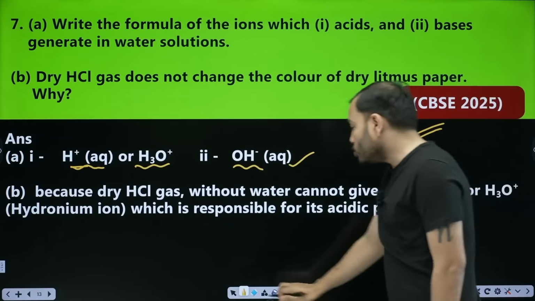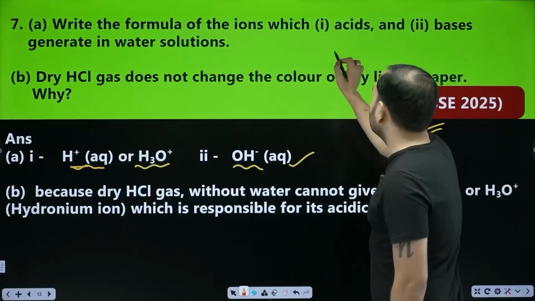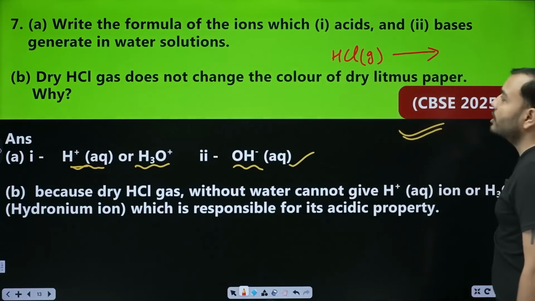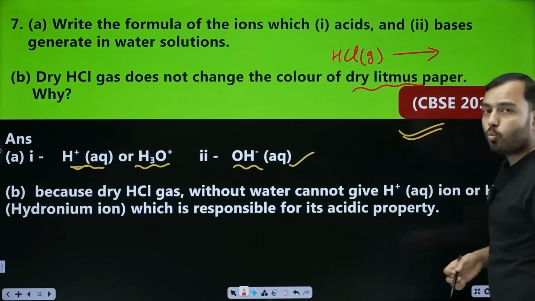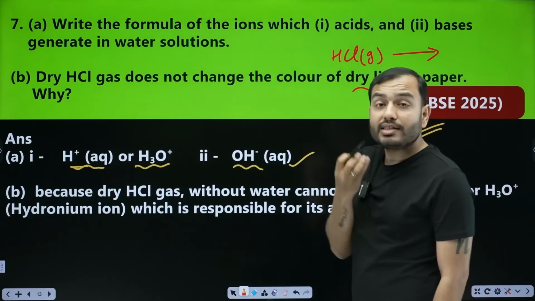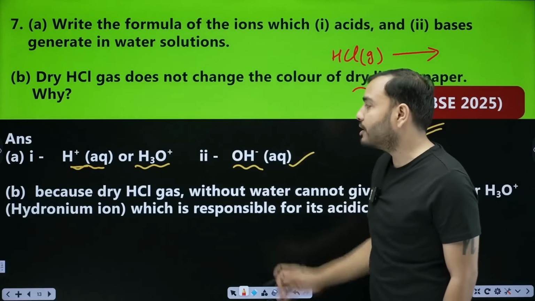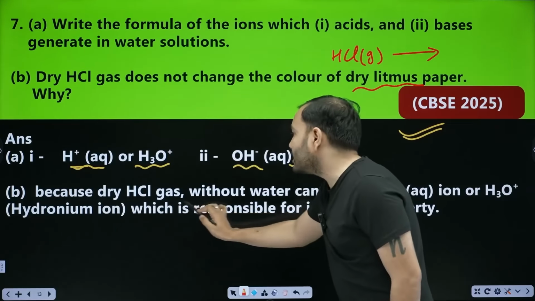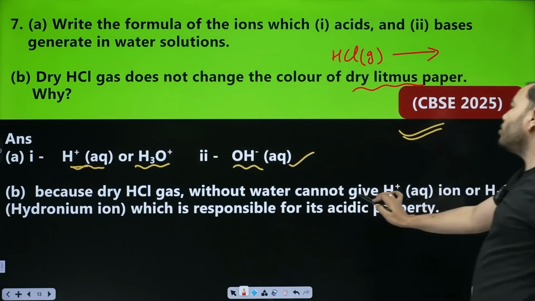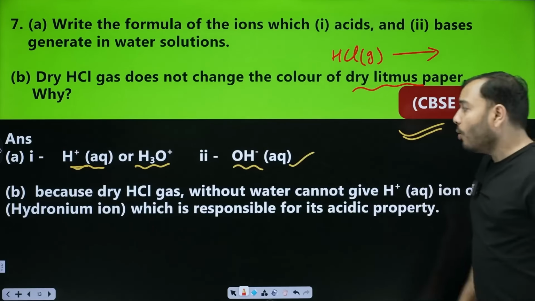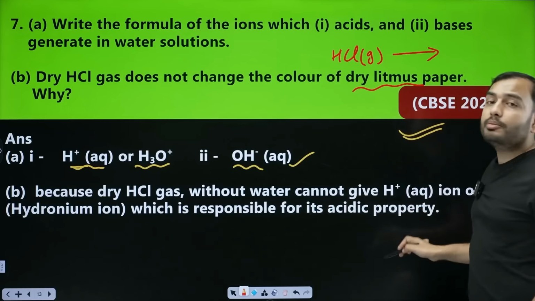Dry HCl gas does not change the color of dry litmus paper. Why? Because it will not show its acidic properties, because water is not present. Dry HCl gas without water cannot give H+ (aq) ions or H3O+ hydronium ions, which are responsible for its acidic property.